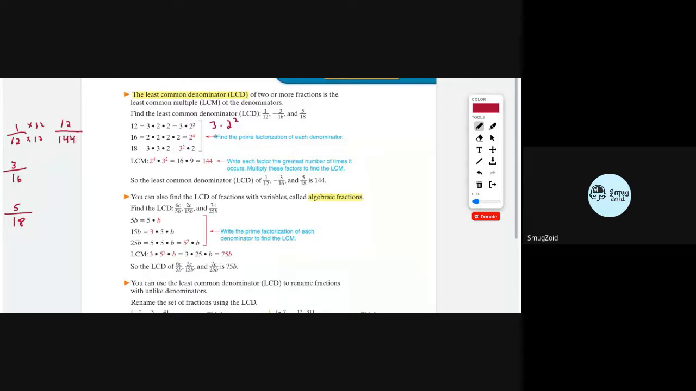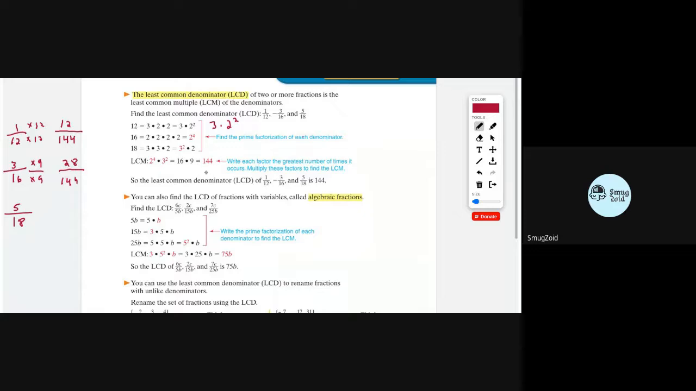Okay, let's try the 16. This is 2 to the 4, and that's 2 to the 4. So what's not being used? 3 squared, which is 9. So I would have to multiply this by 9 and this one by 9 to get 144 here. And 3 times 9 is 27 on top. It's the cheat, all right.